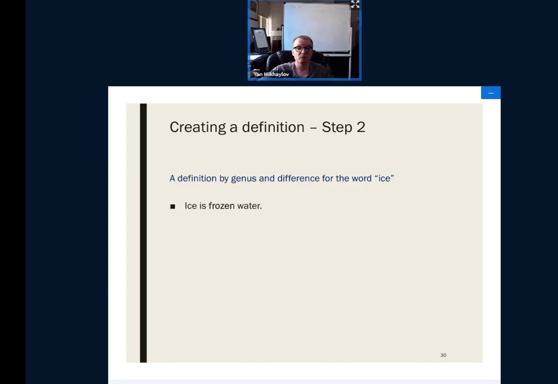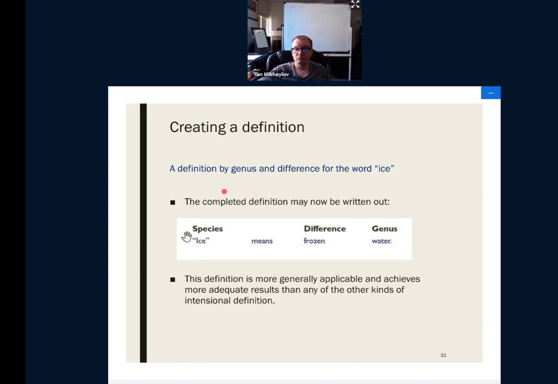Ice is frozen water. What is ice? Ice is frozen water. Ice means frozen water. That's how these definitions are created, that you can put in a dictionary right now. Ice means frozen water. Note that it doesn't have to be in that order. It could be the other way around. You can say ice means water which is frozen. That's okay too. This probably sounds a little better, but the order of genus and difference doesn't matter. However, it should have the genus, which is the next class up, and it should have a difference between them.